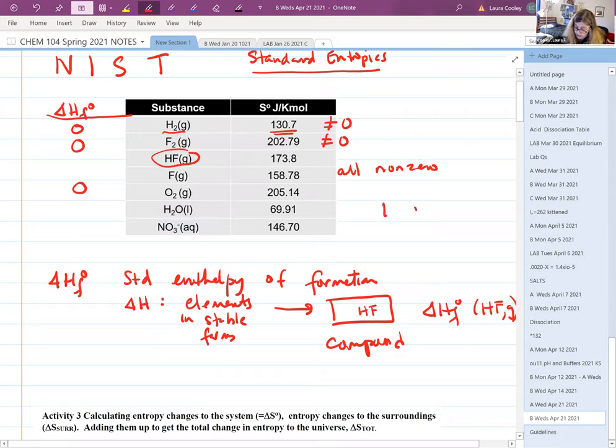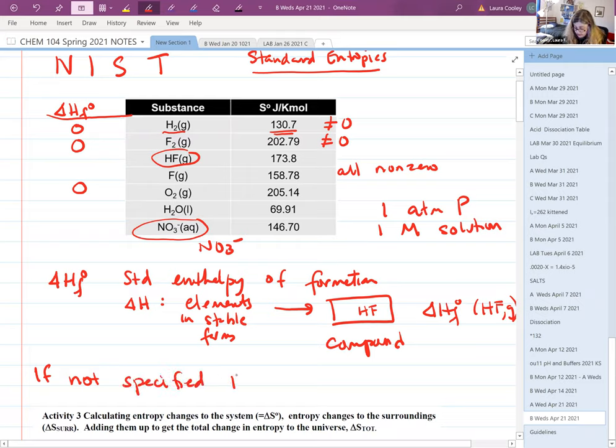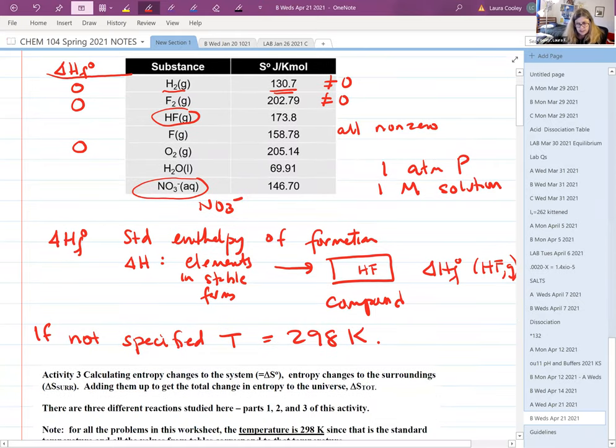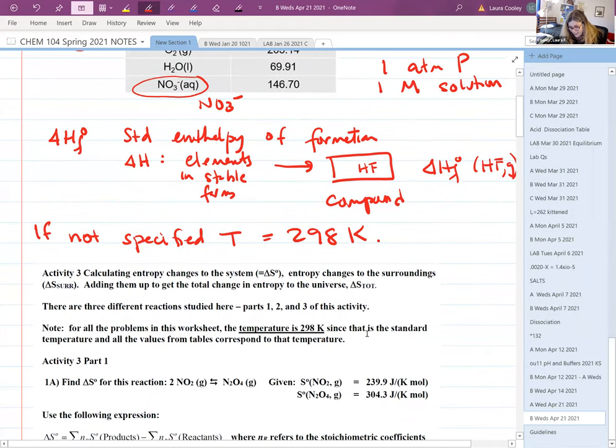These are all for one atmosphere of pressure. If you have a solution, for example for nitrate, this is referring to a one molar solution. And unless otherwise specified, the temperature is always 298. So if I forget to write the temperature in a problem, I just looked at Daniel's comment, you're right, if I don't specify a temperature, it's 298, okay?